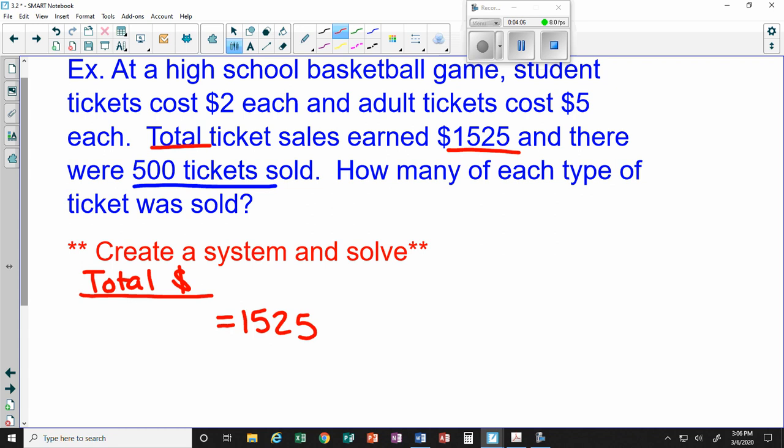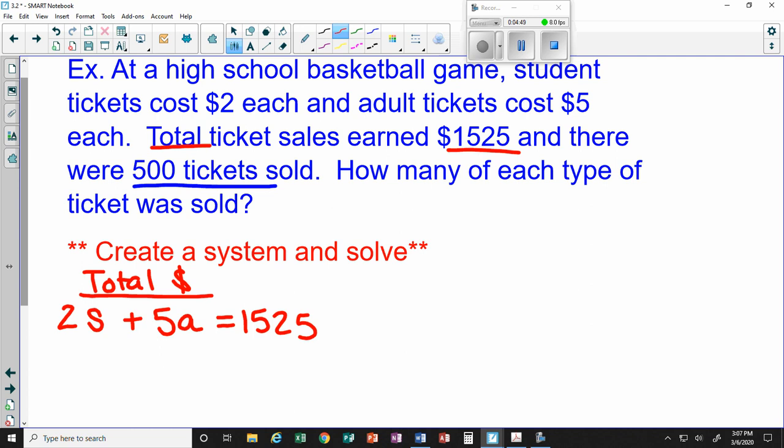Well, to figure out how much it costs to go to a game, you need to take how many students you have and multiply those by $2 because they're $2 each. So to find out how much total you made on student tickets, it'd be $2 per student times the number of student tickets. Plus, now you can do the same thing for adults. It's $5 per adult ticket, so you take the $5 and multiply it by how many adult tickets you sold, and that's going to give you the total amount that you made. We add those together, and that tells us our total dollars.